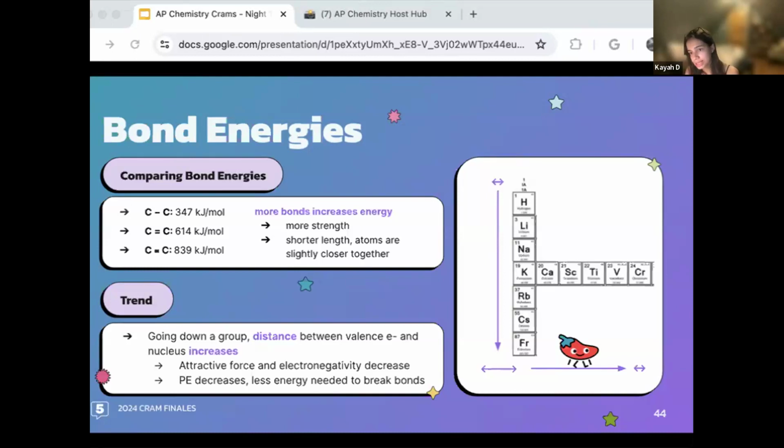And another thing to remember is that if you have more bonding, the length of those bonds becomes shorter. If you have one bond, it may keep the atoms at a distance like this, but if you have three bonds, it's stronger and it's shorter. That's the strength of it, pulling the atoms together more. And as you go down a group, the distances between the valence electrons and nucleus increase, and the attractive forces and electronegativity decrease. So as potential energy decreases, you need less energy to break these bonds.